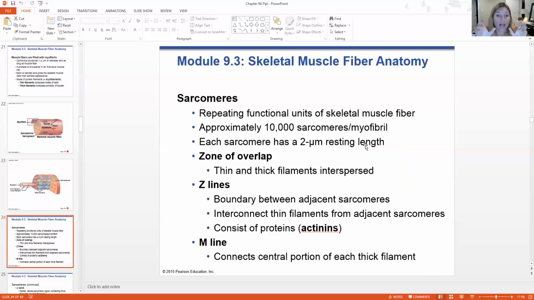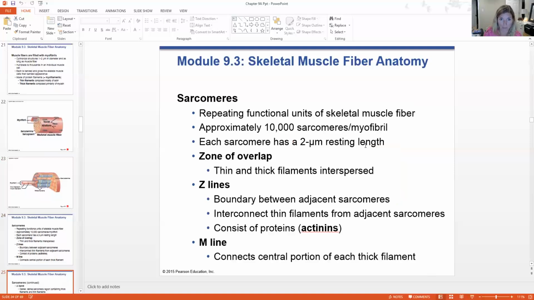So it has a zone of overlap, which is where the thick and thin filaments are hovering near each other. The Z lines are the boundaries. This is where the thin filaments are anchored, and it's also the boundary of the sarcomere. The M line is where the thick filaments are anchored, and that is the midpoint of our sarcomere.